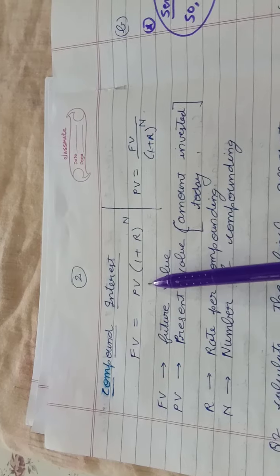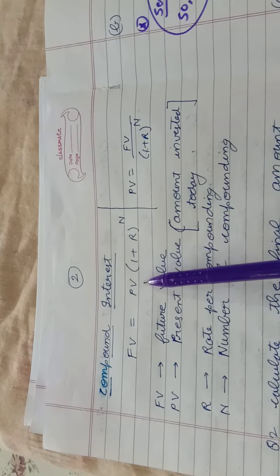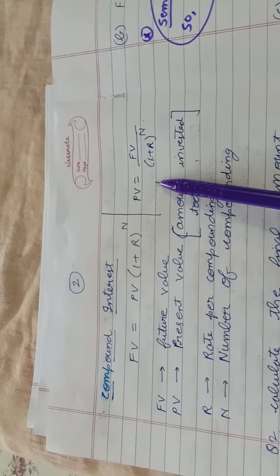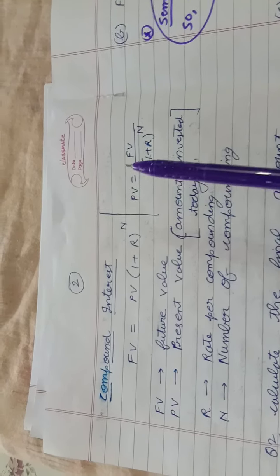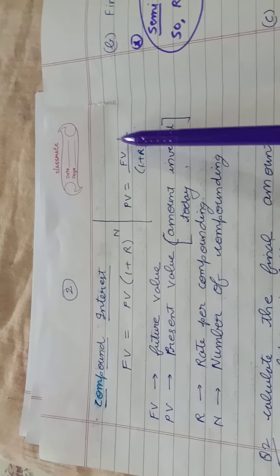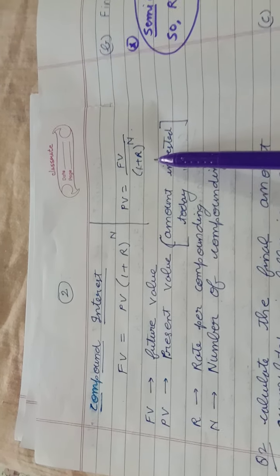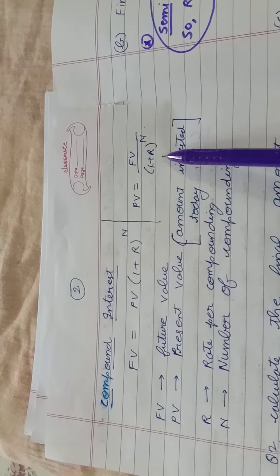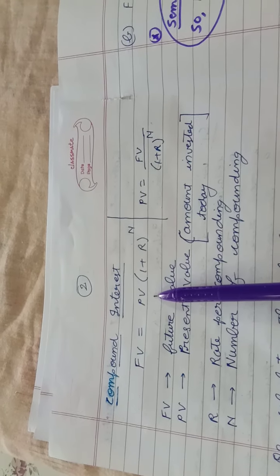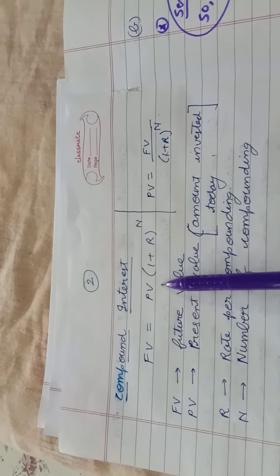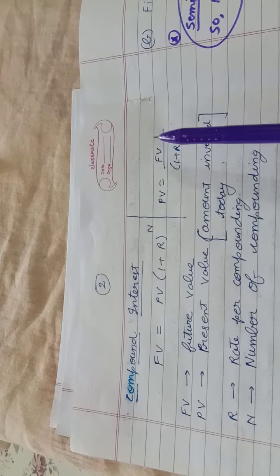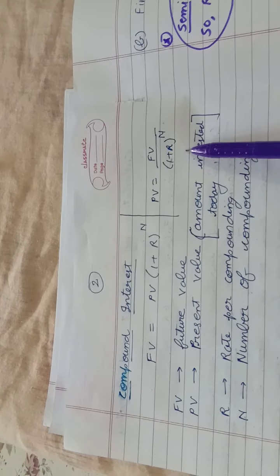This you are going to use when you are supposed to calculate the future value. This you are going to use when you are supposed to calculate the present value. Calculation of present value when future value is given is called discounting. Remember this word properly. Calculation of future value when present value is given is called compounding.